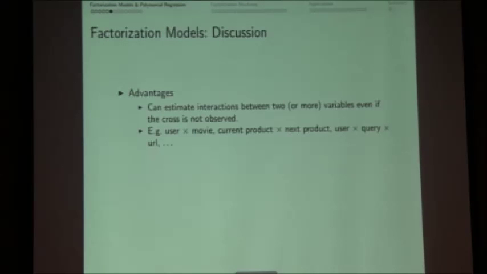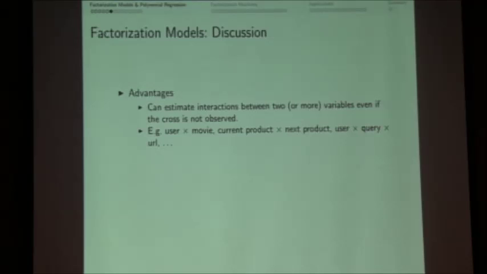So what I wanted to show you here is two things. First of all, the advantage of factorization models in general is that you can estimate interactions between variables even though you don't observe this particular observation. So this is something very important. And they are especially good for things where you have interactions between two variables that are very large.